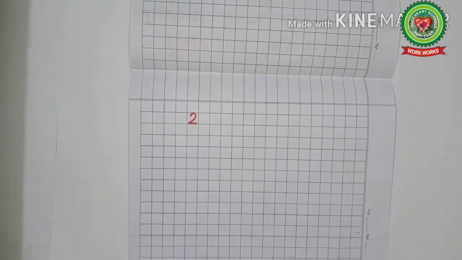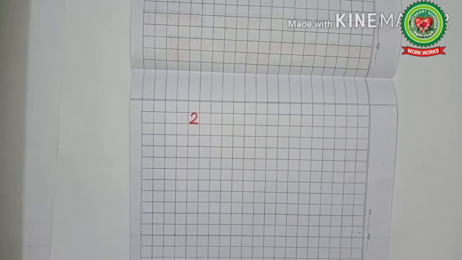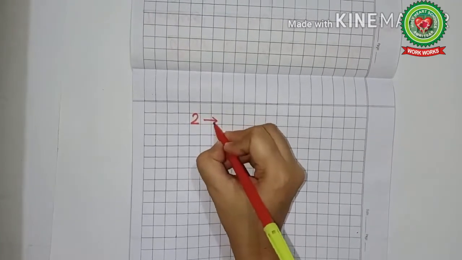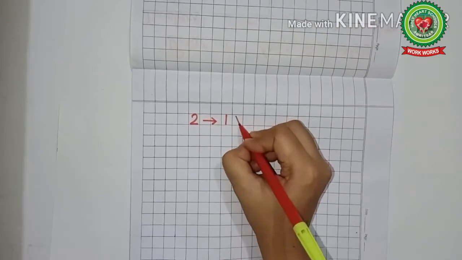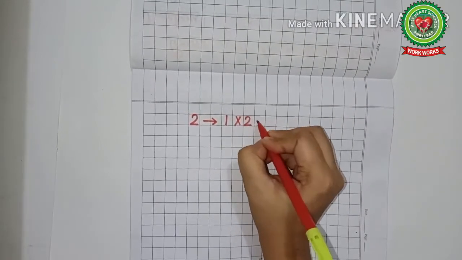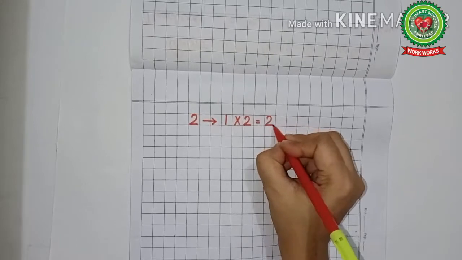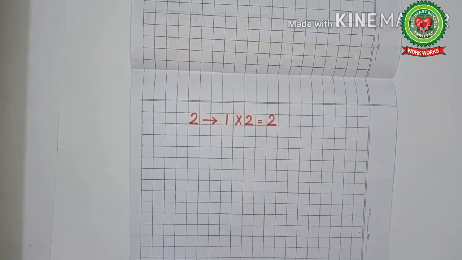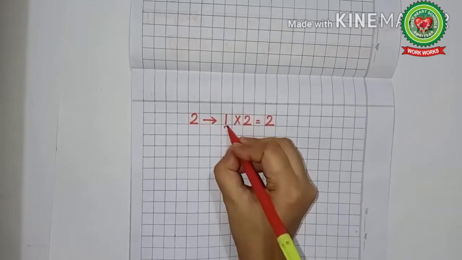Kids, tell me 2 comes in which table? Now 2 comes in 1's table first. We know that all the numbers come in 1's table. So 2 comes in 1's table first, that is 1 2's are 2. Now let us see 2's table. 2 1's are 2. Now 2 is coming in 2's table also.